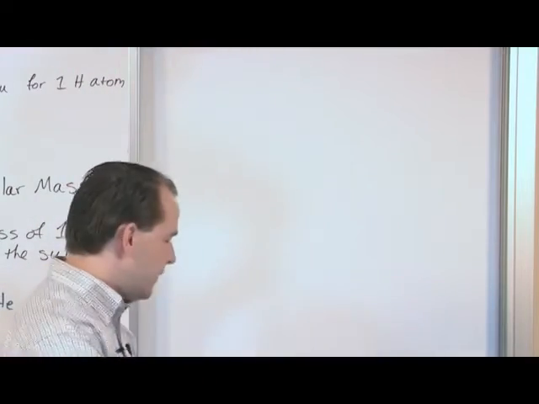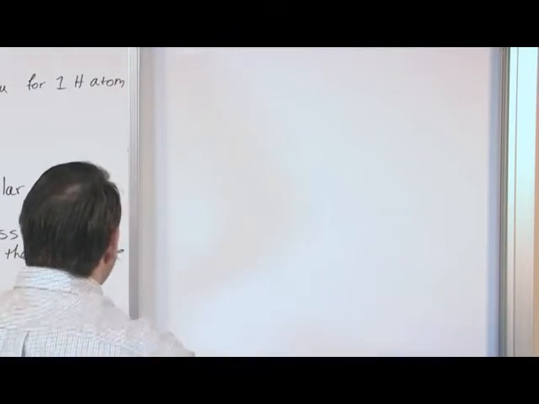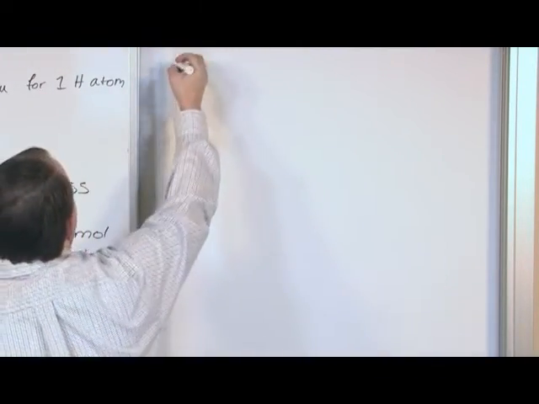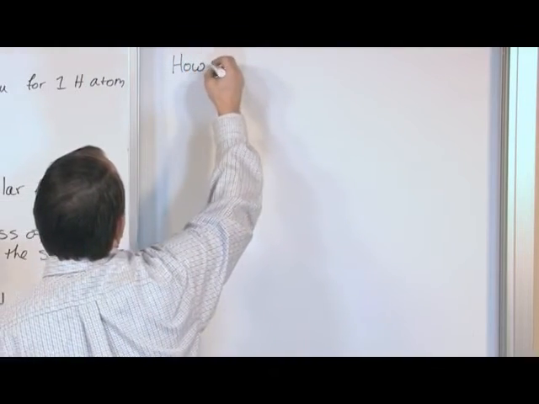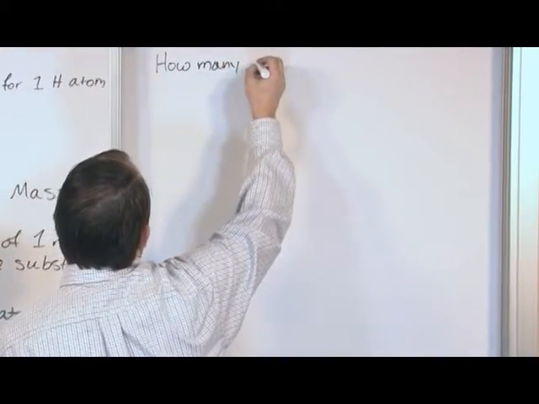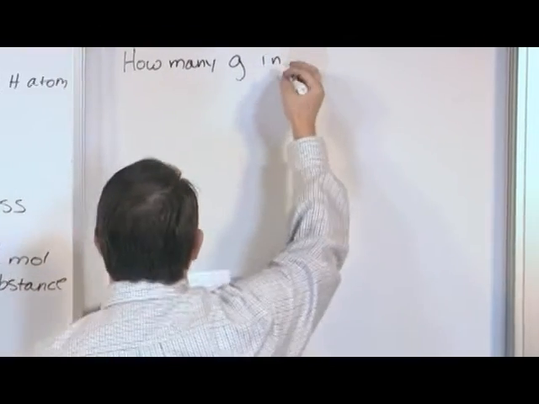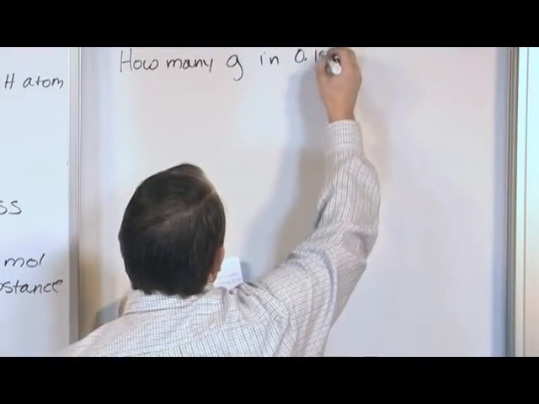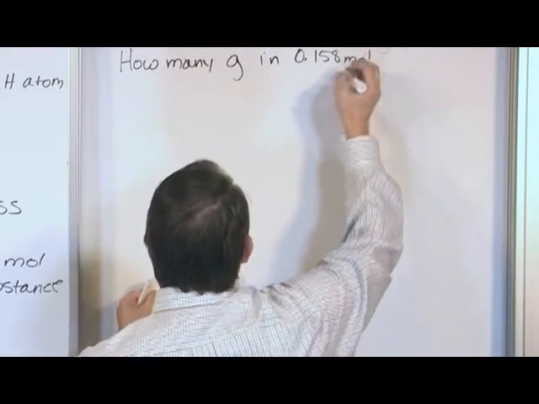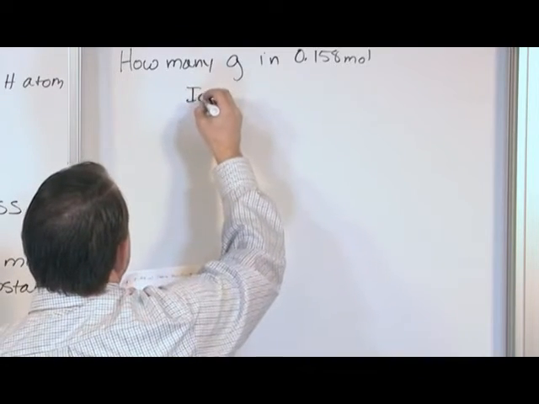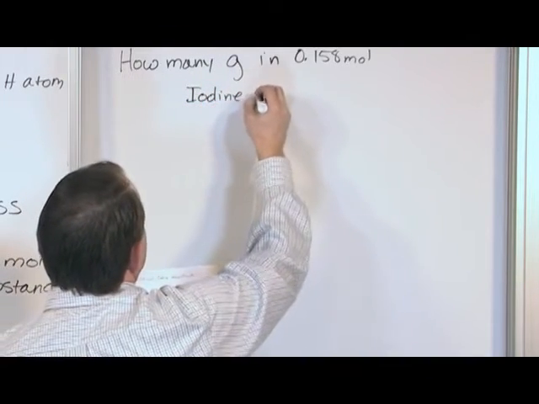so much easier. So let's figure out how many grams are in 0.158 mole of the compound iodine pentafluoride.